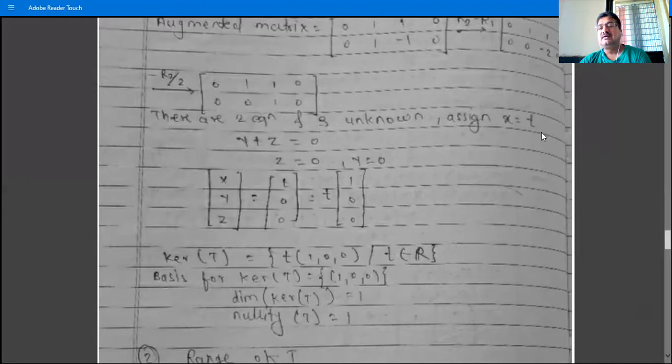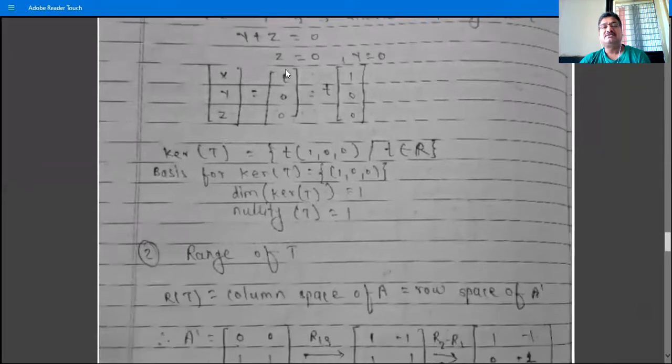If you observe these two equations, they are independent of x. There is no x in these two equations, and therefore we say x is a free variable. x is not related with y or z. So we assign x as t, and then the solution x, y, z is t, 0, 0.